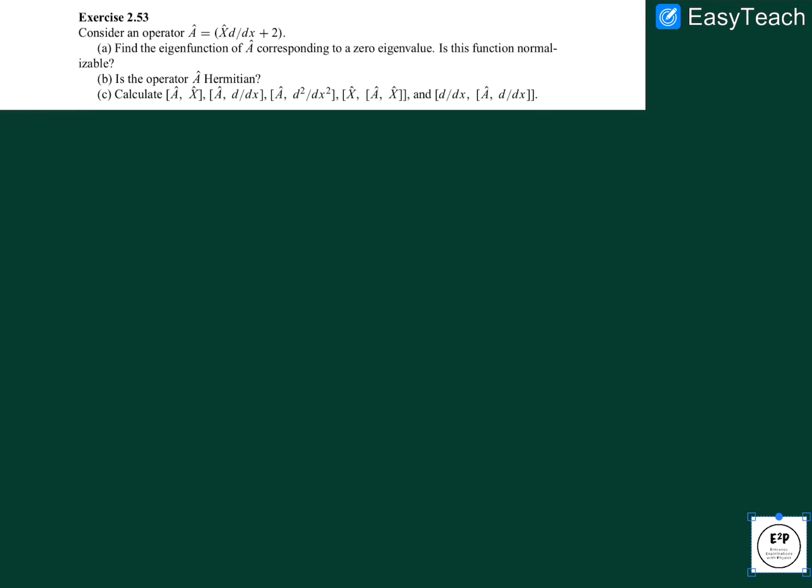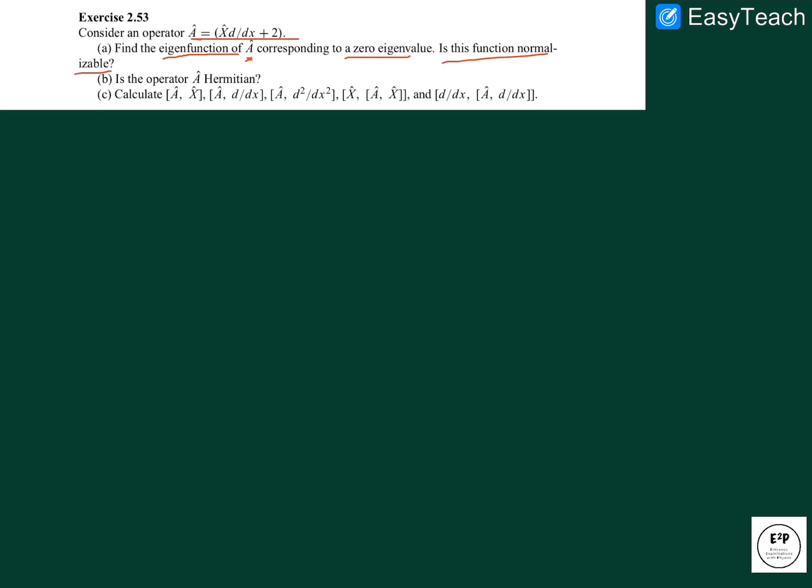Okay, so this is the 53rd question of Zettili, second edition, second chapter. In this particular question, we are given an operator A, that is x cap into d by dx plus 2, and we are asked to find the eigenfunction such that the eigenvalue of this operator A will be 0. And then we have to see if that particular eigenfunction is normalizable.